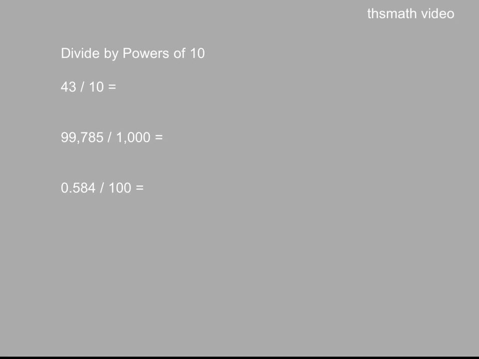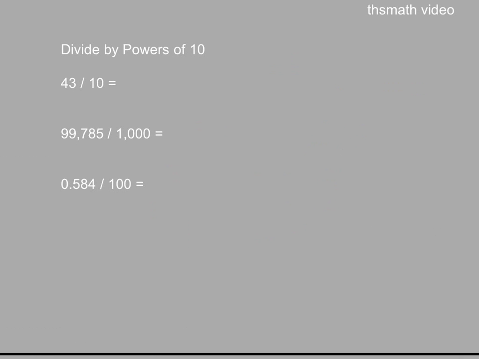Now I want to divide by powers of 10. And when I multiply by powers of 10, I move the decimal point to the right. So when I divide, I'm moving my decimal point left. So I take 43 divided by 10. There's 1 zero here. So that means I'm moving my decimal point left 1 time.